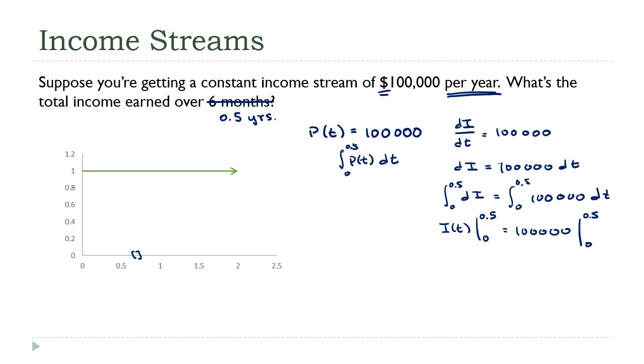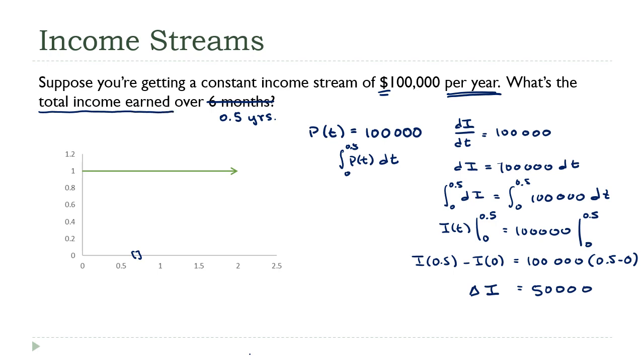On the left side, this is I of 0.5 minus I of 0. And the right side is 100,000 times 0.5 minus 0, so that's just a half. So the right side is 50,000. And on the left, the total earned at one point minus the total earned at an earlier point is the change. So this is the change in income, which is another way of saying the total income earned over that period. And then we flash back over here just for checking purposes.